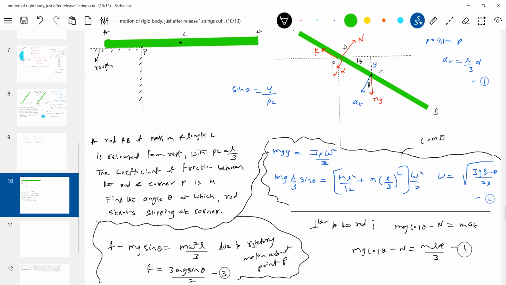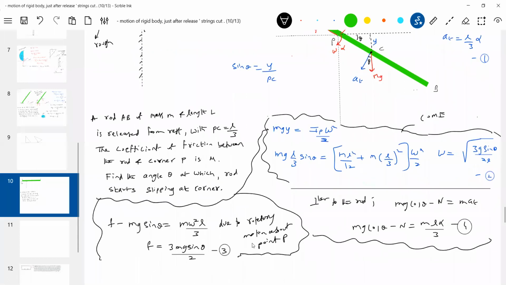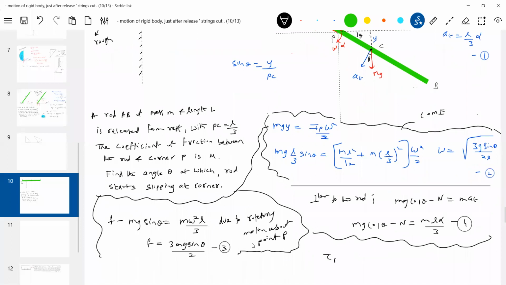So from this, what happened? This alpha is there. So let's write the torque equation. We'll calculate alpha. That alpha I'll substitute, I'll get the N. Then N and f I'll compare, we'll get the required condition. How to write the torque about point P? Net torque about point P is I_P into alpha.